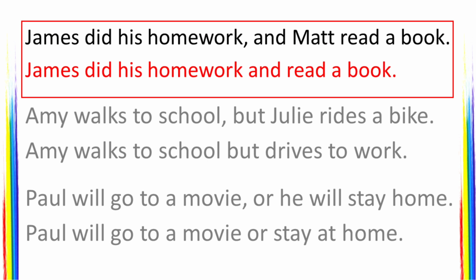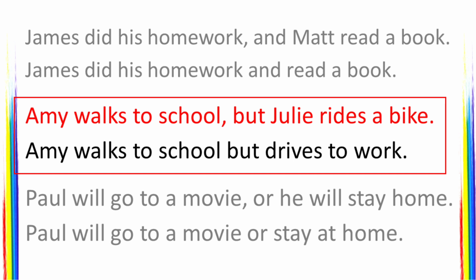But in the next sentence, James did his homework and read a book. After the conjunction and, do we have a subject? No, because it's the same subject as the beginning of the sentence, James. This and is just connecting two verbs. So, this is not a compound sentence and it does not use a comma. This is just a simple sentence with a compound verb.